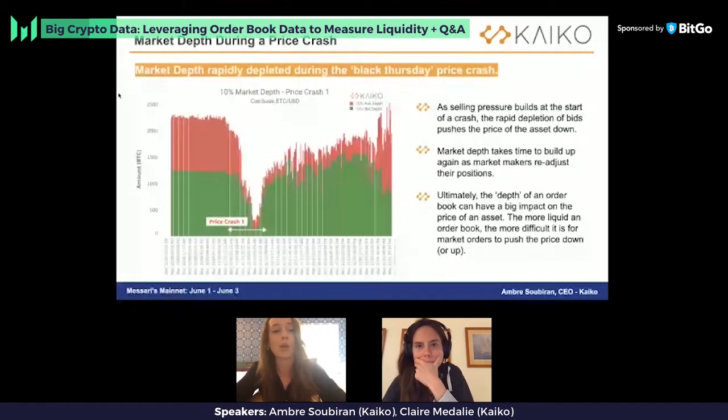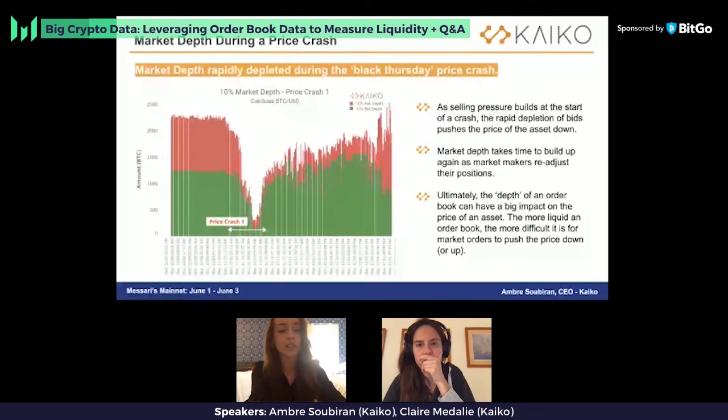Now let's look at market depth during a price crash. This was during, of course, the notorious Black Thursday price crash in mid-March. In price crashes, normal market maker behavior gets completely turned upside down. We'd never seen such destruction to an order book before as we did during this Black Thursday price crash.